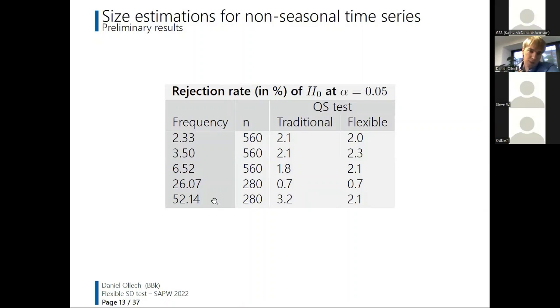Here are size estimations for non-seasonal series, or the rejection rate. So basically, the lower the number, the better. And we see even for weekly series, we get a slight improvement in the sense that non-seasonal series are not classified as seasonal. So it's better with the flexible version. All right.